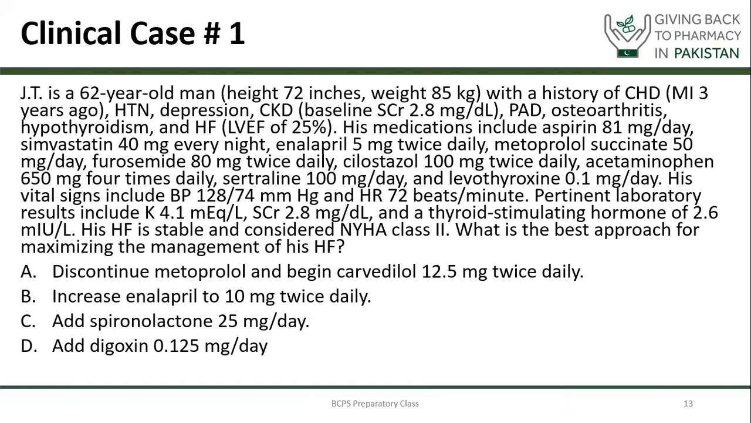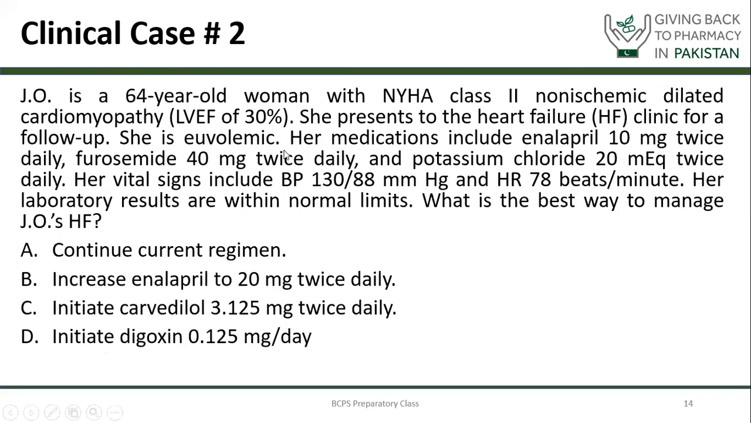Our management should be, as I have discussed, we will start with ACE inhibitors and beta blockers usually to stop the compensatory mechanisms. So if we go to these two things, there is enalapril 5 milligram twice daily and metoprolol succinate 50 milligram per daily. These two things are our concern in this slide.